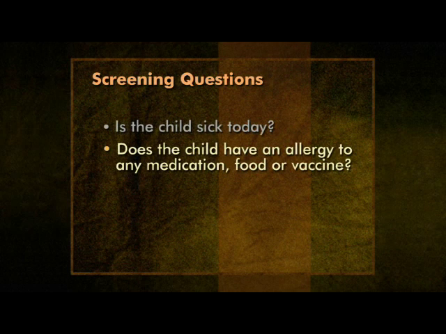The second question is, does the child have an allergy to any medication, food, or vaccine? A severe allergic reaction to a vaccine or a vaccine component is a contraindication to subsequent doses of that vaccine or to a vaccine containing that component. For instance, an anaphylactic reaction to eggs is a contraindication to influenza vaccine.